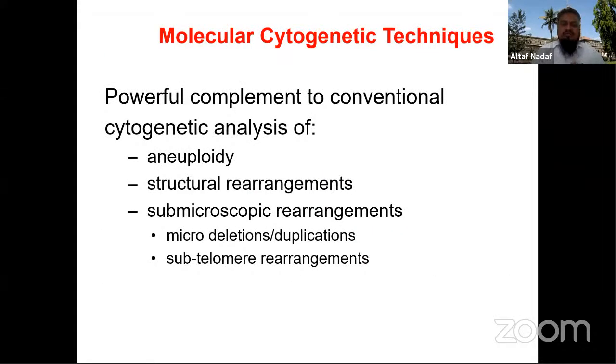As science advanced, molecular cytogenetic techniques evolved. A combination of cytogenetic techniques and molecular techniques gave rise to the field of molecular cytogenetics. Combining these two powerful techniques made possible a powerful complement to conventional cytogenetic analysis, especially for analyzing aneuploidy and structural rearrangements like chromosomal aberrations: deletion, duplication, inversion, translocation. Submicroscopic rearrangements, like microdeletions or duplications in subtelomeric regions, can easily be detected directly under the microscope using molecular cytogenetics.